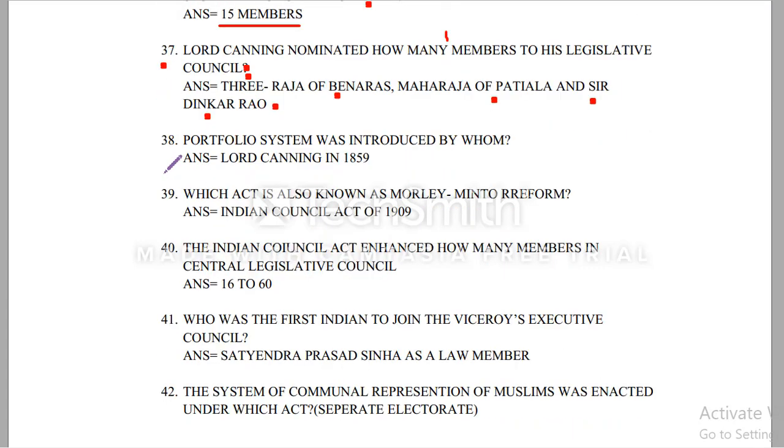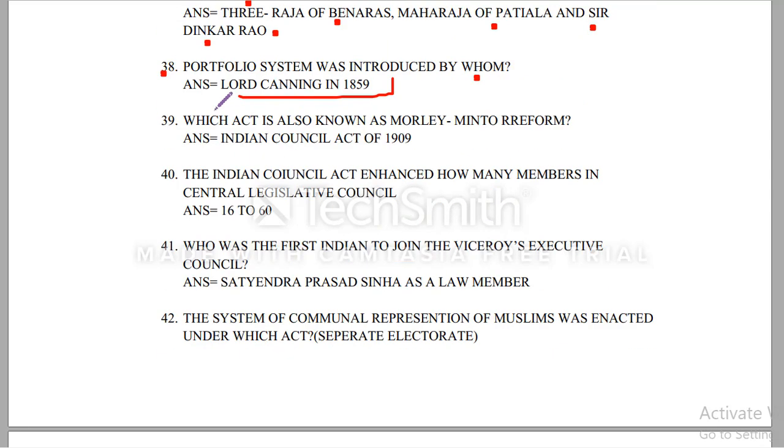Okay, let's move on to the next question. Portfolio system was introduced by whom? Portfolio system was introduced by Lord Canning in 1859. Next, which act is also known as Morley-Minto Reform? Answer is Indian Council Act of 1909.